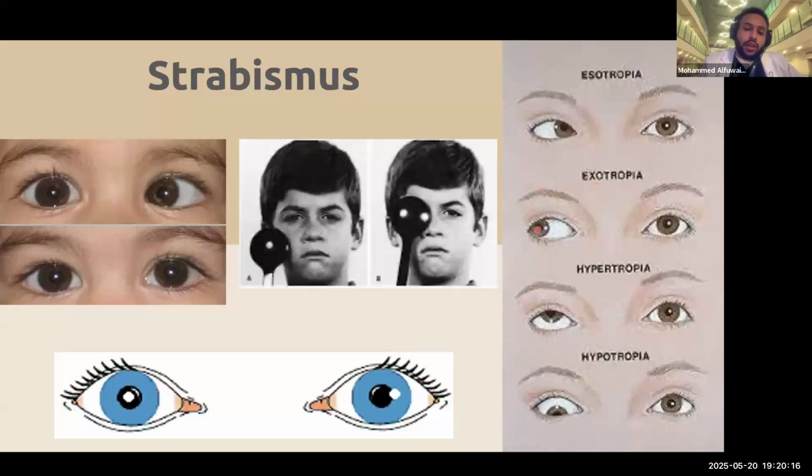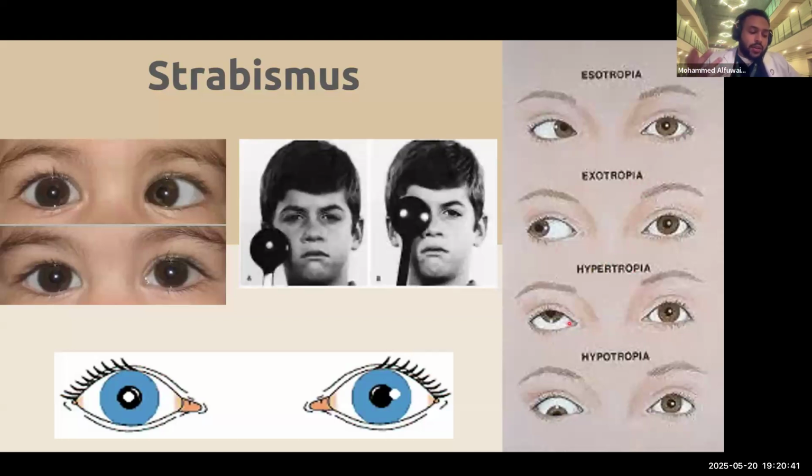In this case, exotropia, the eye is looking outwards. So in this case, the lateral rectus is working because it's abducting the eye. What's malfunctioned is the adductor of the eye, adduction, which is supplied by the medial rectus muscle. This is exotropia. Hypertropia is if the eye is looking up.